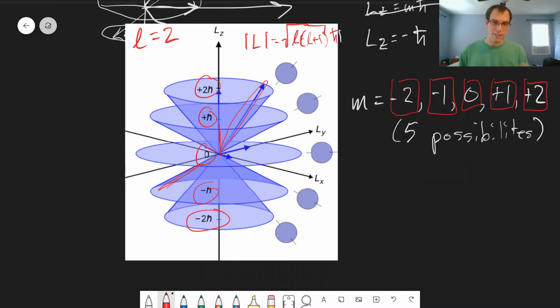So we don't know where exactly along these cones the angular momentum is pointed, but we do know it's pointed along one of these directions. For example, if we have the m equals 2 wave function, we know the direction the angular momentum is pointing is contained in this circle that's represented here. And that's due to the fact that we know the LZ value, because the spherical harmonics are eigenfunctions of the LZ operator.